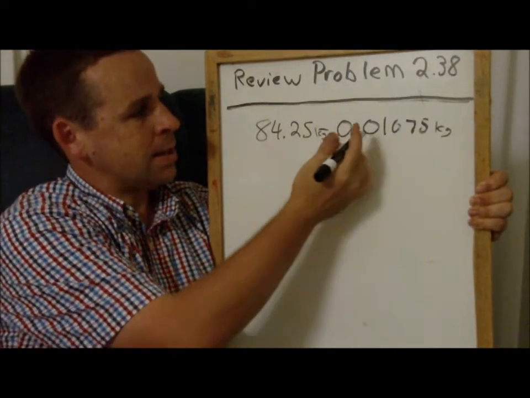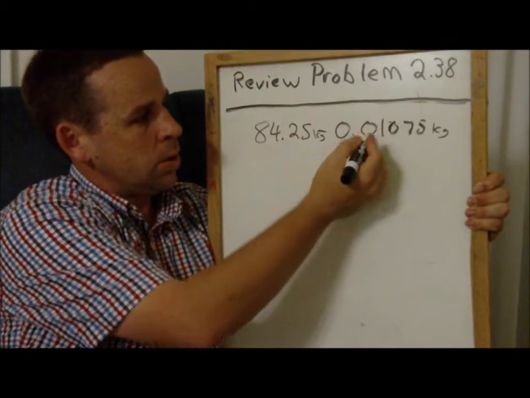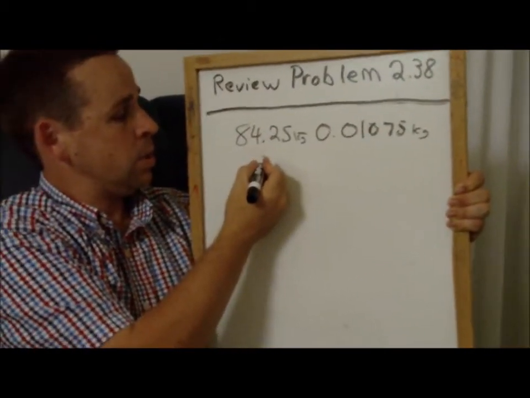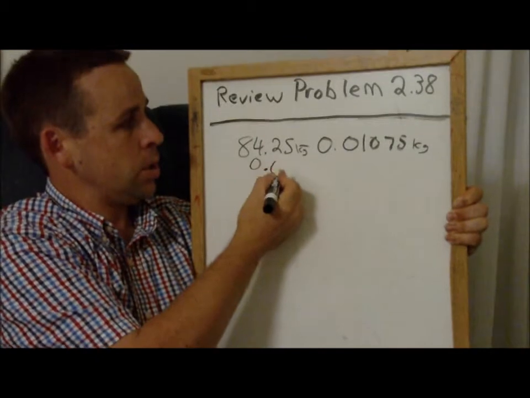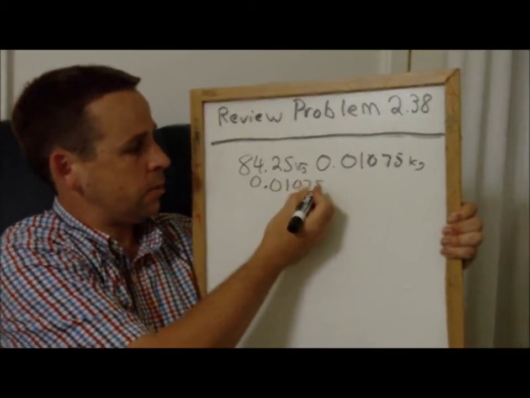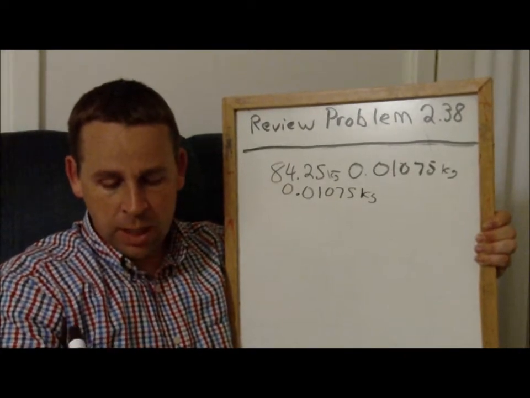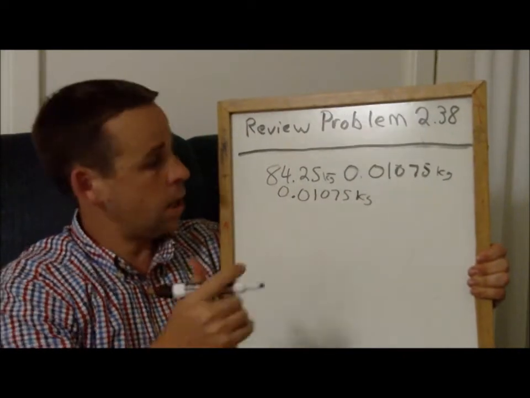Now I like to stack these, with the decimal point lining up: 84.25 minus 0.01075 kilograms. I do that problem on the calculator. I get 84.23925.